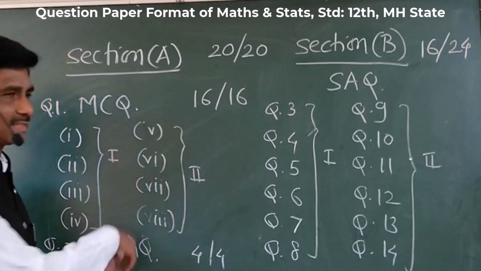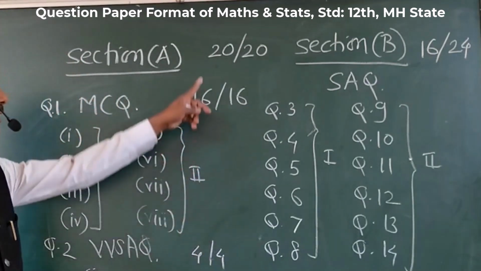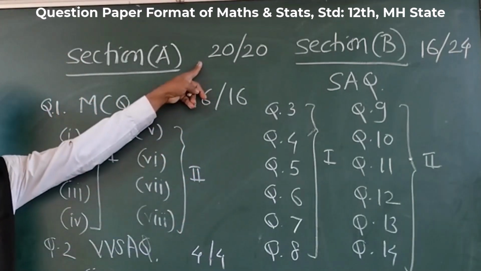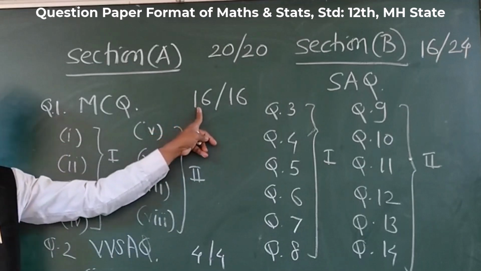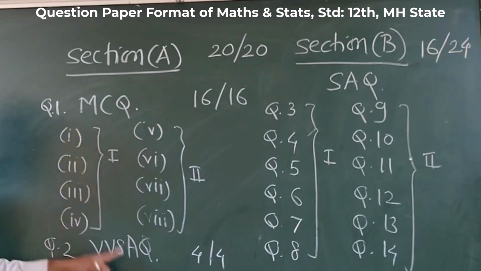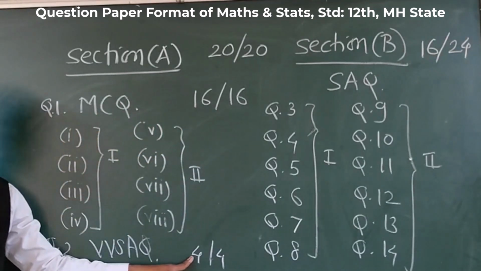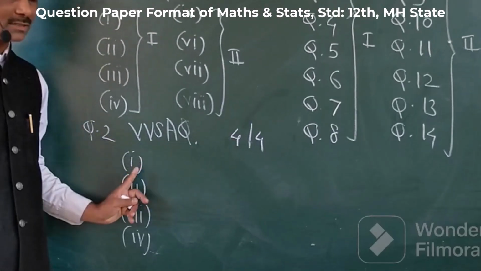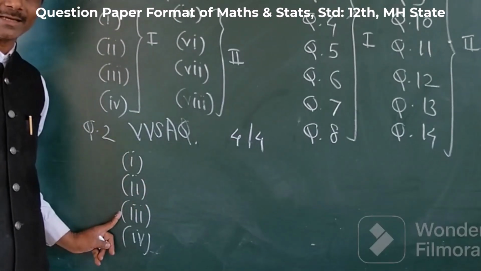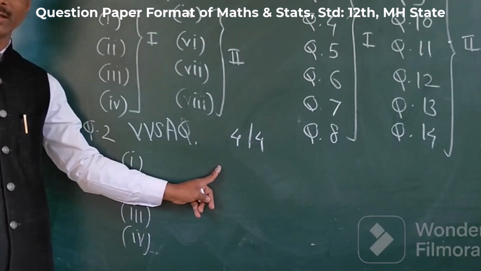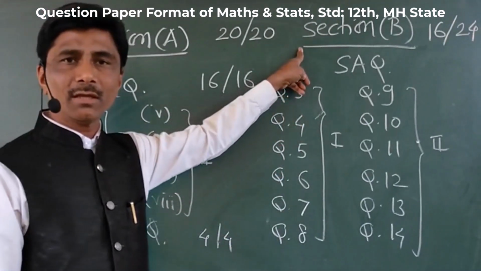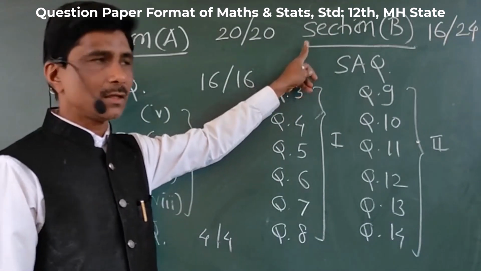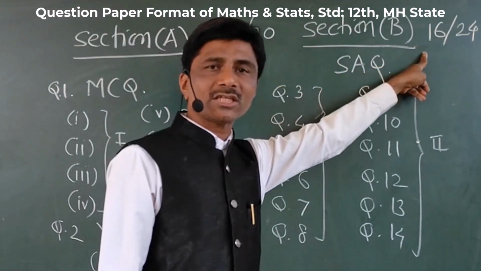So we are clear about Section A and Section B. Section A is for 20 marks. In that section, there are two questions: question 1 and question 2. Question 1 is for 16 marks. This is an MCQ type of question. Question 2 is for the very short answer type of question. That is, 4 questions are given. You have to write the answer in only one sentence. Then Section B, the total 24 marks section.